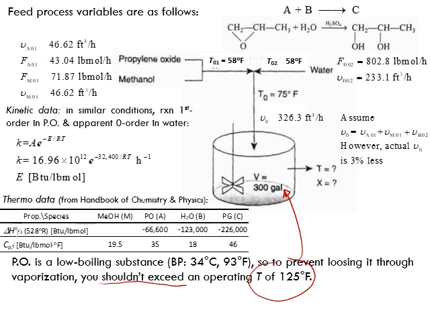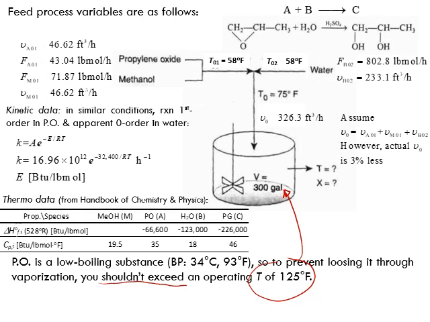Why is that? Because propylene oxide is a low boiling point substance. One would think, how come the boiling point of propylene oxide is 93 degrees Fahrenheit and you're saying we shouldn't exceed 125 degrees Fahrenheit? Shouldn't you say we shouldn't exceed 93 degrees Fahrenheit?